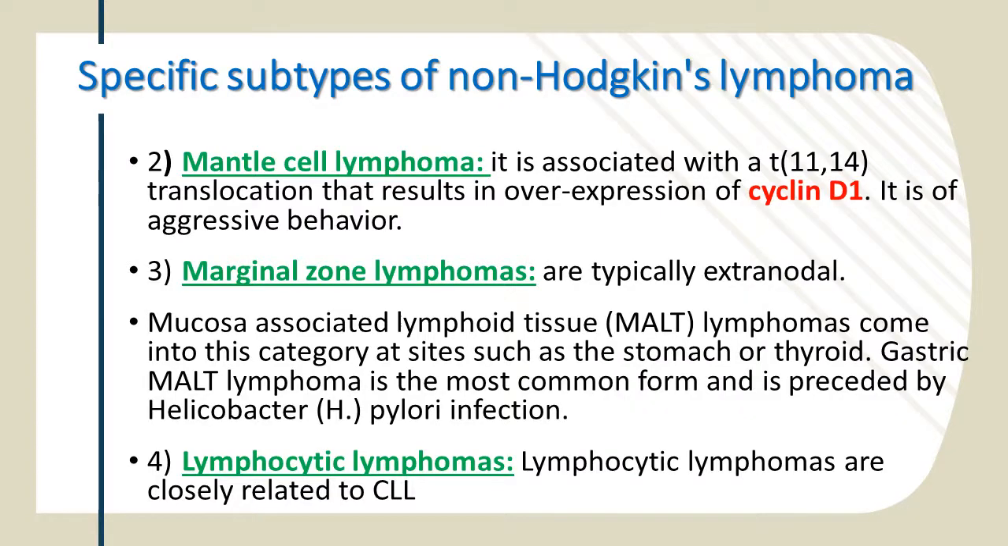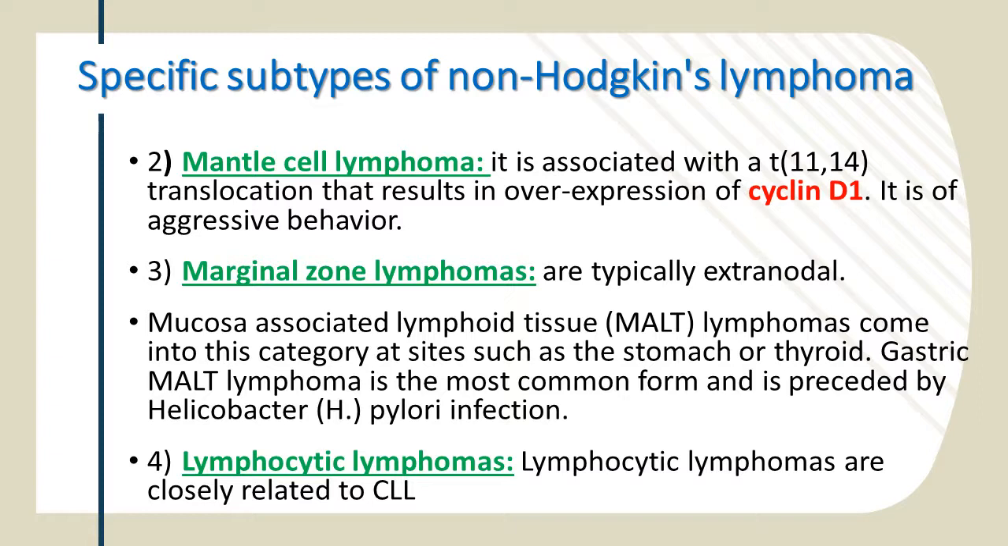The second subtype is the mantle cell lymphoma. It is associated with the 11-14 chromosome translocation that results in overexpression of cyclin D1. It is of aggressive behavior. Next are the marginal zone lymphomas, which are typically extranodal. In fact, mucosa-associated lymphoid tissue lymphomas come into this category at sites such as the stomach or thyroid. Gastric mucosa-associated lymphoid tissue lymphoma is the most common form and is preceded by Helicobacter pylori infection.